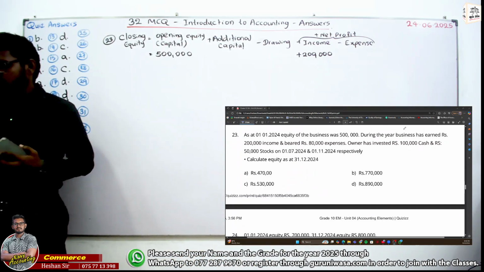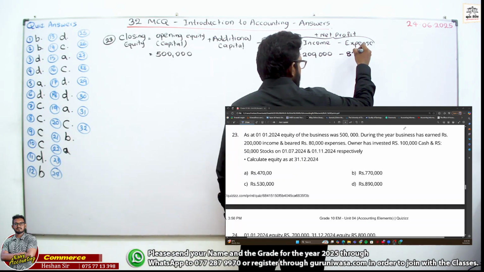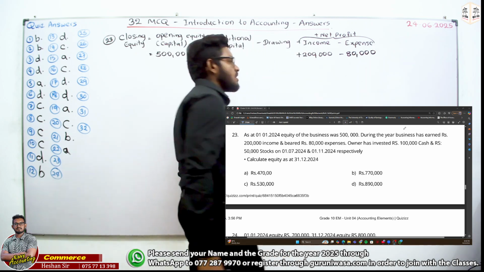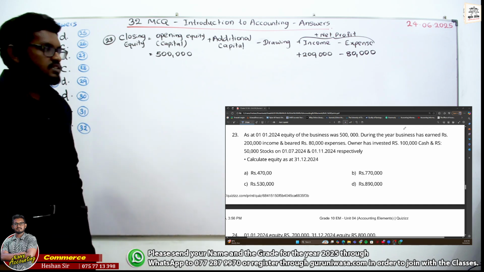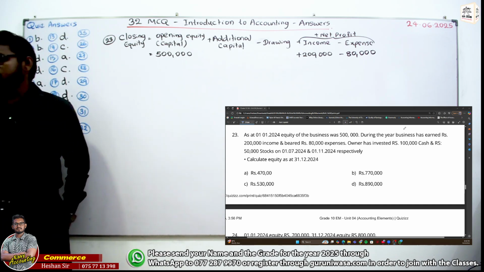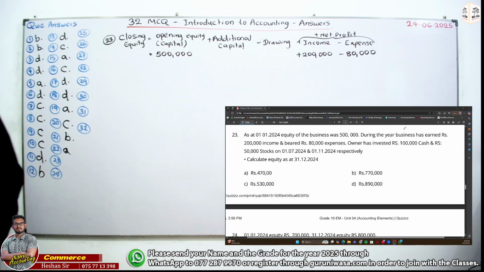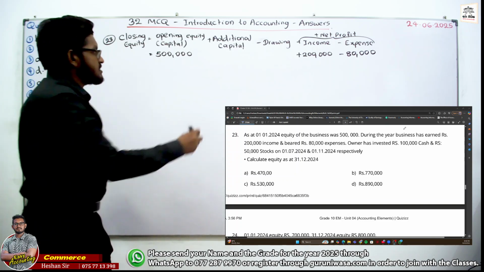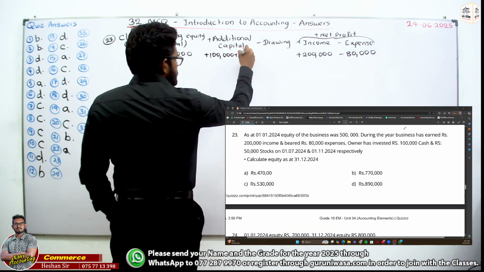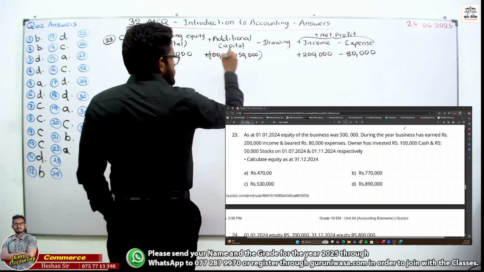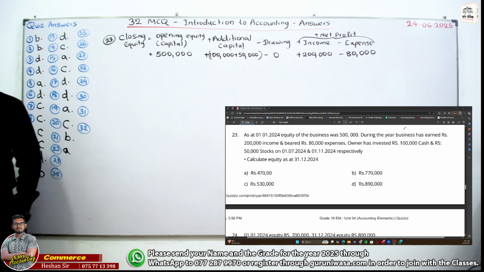Next one. Incurred 80,000 expenses, so expenses are 80,000. Instead of giving net profit, they have given you income and expenses separately. Owner has invested 100,000 cash and 50,000 stocks. Clear to you guys? Right? That means there are no drawings from the business. It looks like there are no drawings.